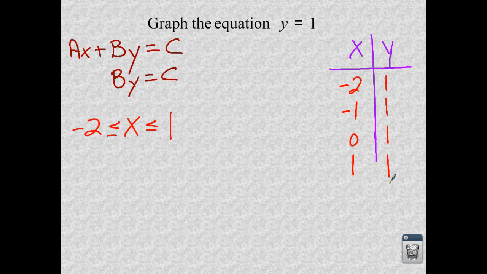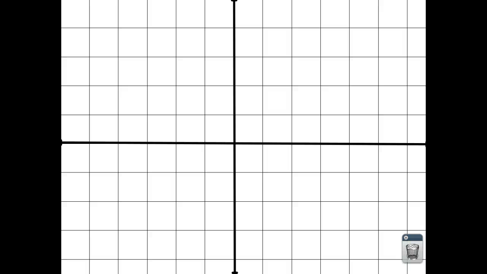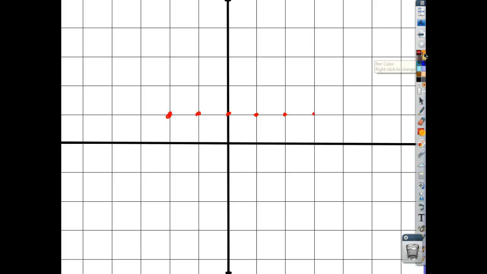And now we go graph that. So -2, 1, -1, 1, 0, 1, and I could just keep going. 1, 1, 2, 1, 3, 1. And it looks like we have a horizontal line that is running parallel to the x-axis. And you can do the same thing.